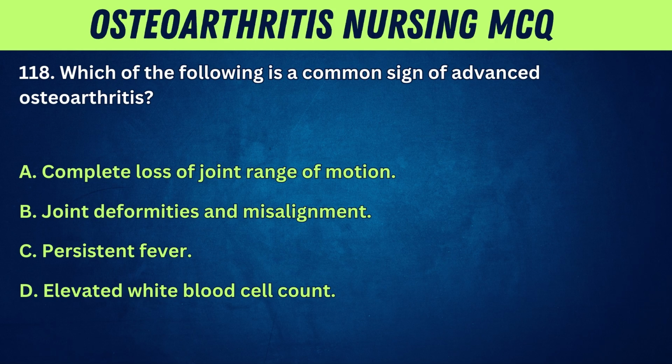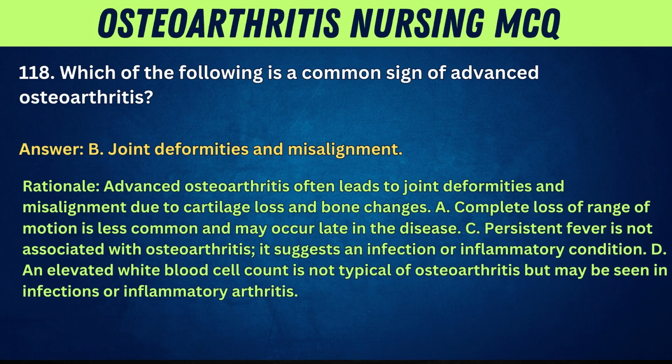A. Complete loss of joint range of motion. B. Joint deformities and misalignment. C. Persistent fever. D. Elevated white blood cell count. Answer: B. Joint deformities and misalignment. Rationale: advanced osteoarthritis often leads to joint deformities and misalignment due to cartilage loss and bone changes.